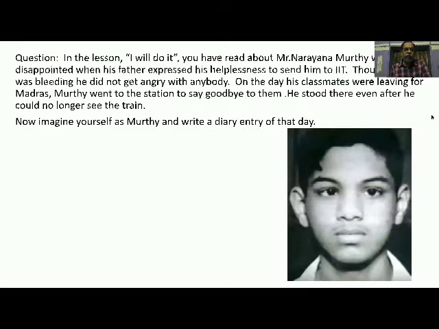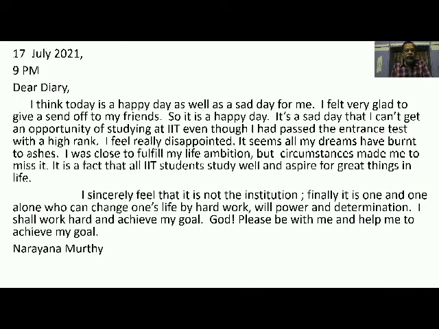Though his heart was bleeding, he did not get angry with anybody. On the day his classmates were leaving for Madras, Murthy went to the station to say goodbye to them. He stood there even after he could no longer see the train. Now, imagine yourself as Murthy and write a diary entry of that day. Let us see the answer.